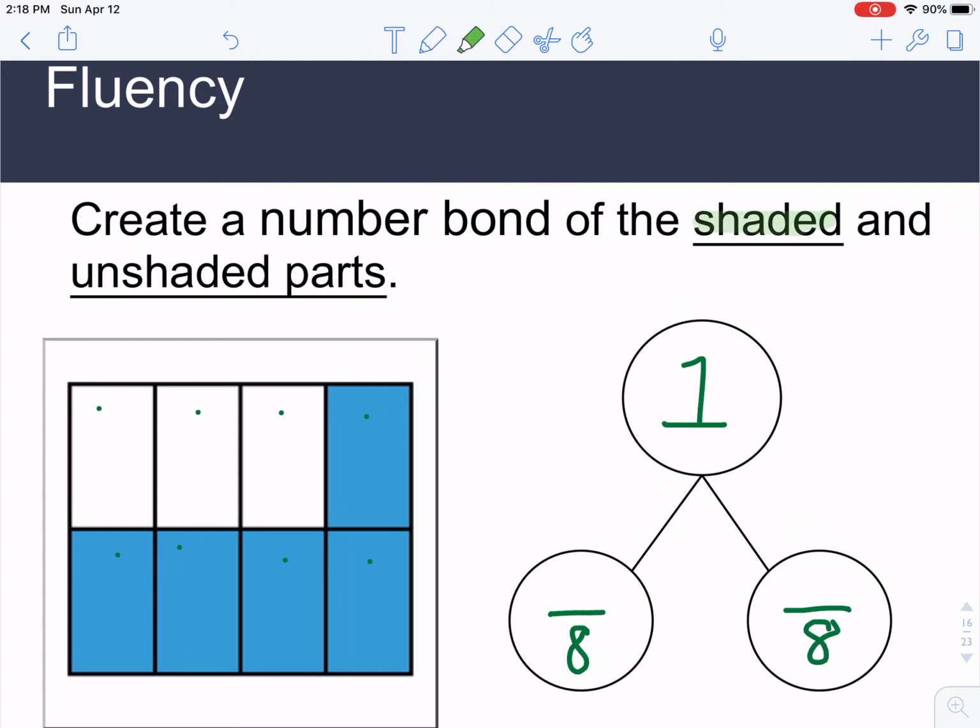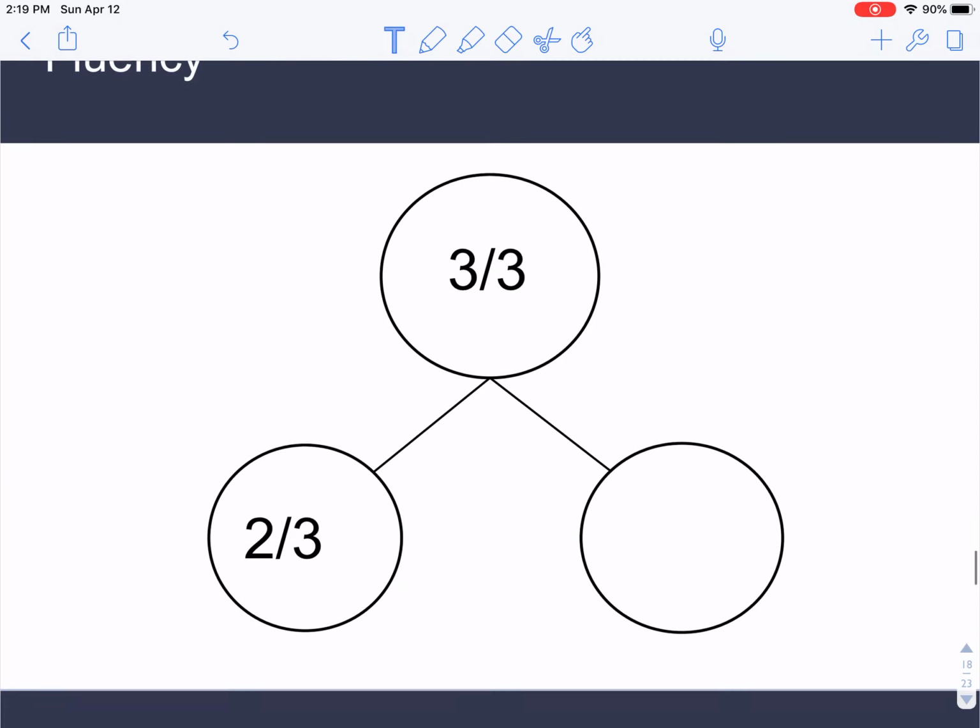Let's figure out the number of shaded parts. 1, 2, 3, 4, 5. So we know that 5/8 of our shape is shaded. Now for unshaded, we know we have 1, 2, 3. There we go. We finished our number bond. Okay, let's skip that one.